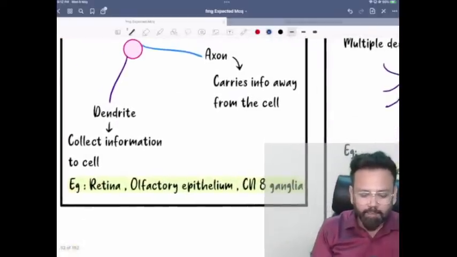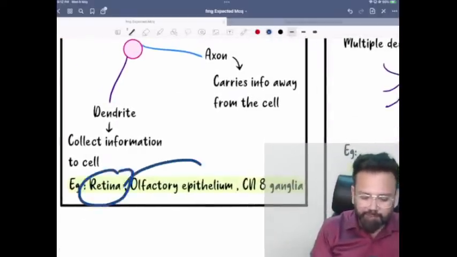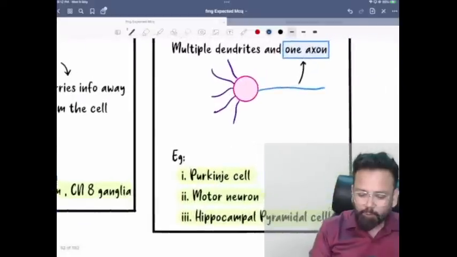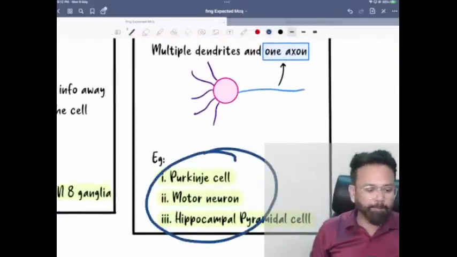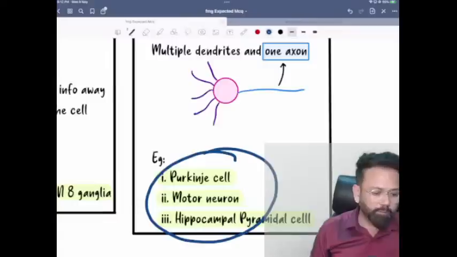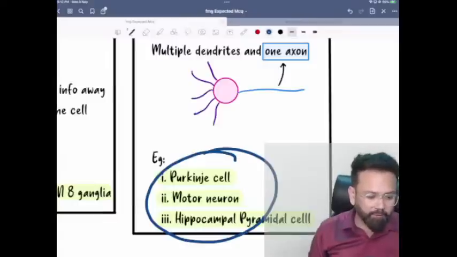Bipolar examples are retina and olfactory epithelium. And multipolar examples are Purkinje cell, motor neuron and hippocampal pyramidal cell. Please do remember these examples. These are very, very important.